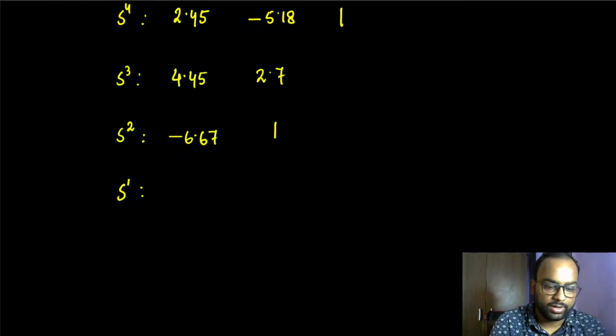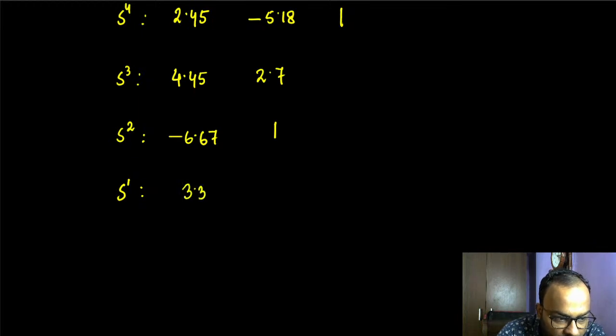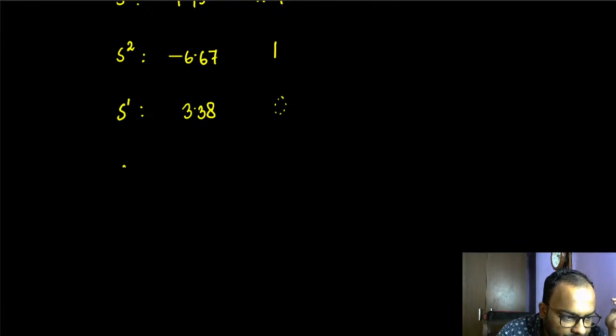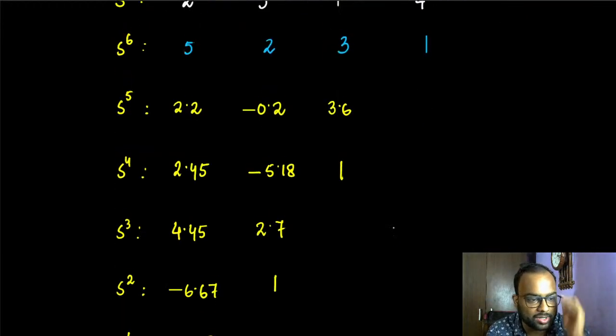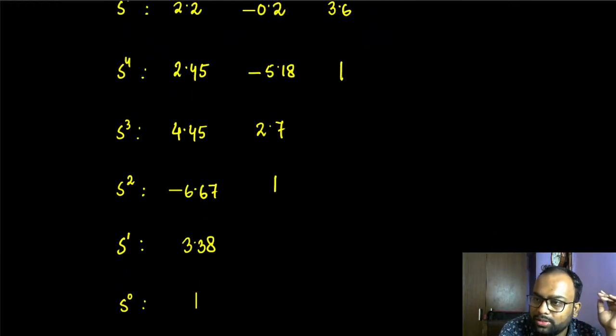So once again, with the help of the calculator. Minus 6.67 times 2.7 minus 4.45, and let's divide that by minus 6.67, and that's a positive quantity, 3.38. All right, and obviously here we have to have a 0, and s to the power 0, that's obviously going to be 1. Okay, so this is the entire constructed Routh table for this. It's a pretty big one. Let's get rid of the calculator.